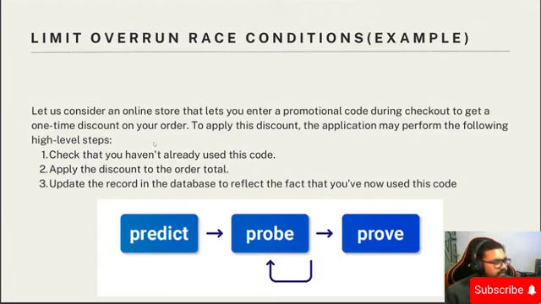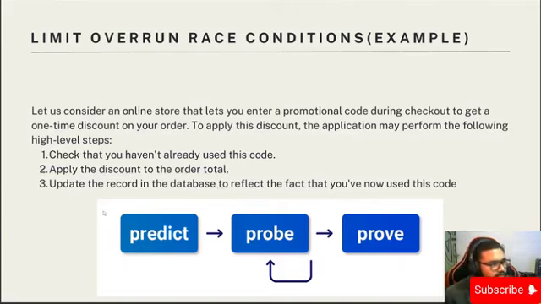Okay, so these are the steps. The very first step: check that you haven't already used this code. If the code was applied by someone else, then the code will not work. Secondly, apply the discount to the order total. And third, update the record in the database to reflect the fact that you have now used this code. If the code works, then you will get a response that the code is applied successfully.